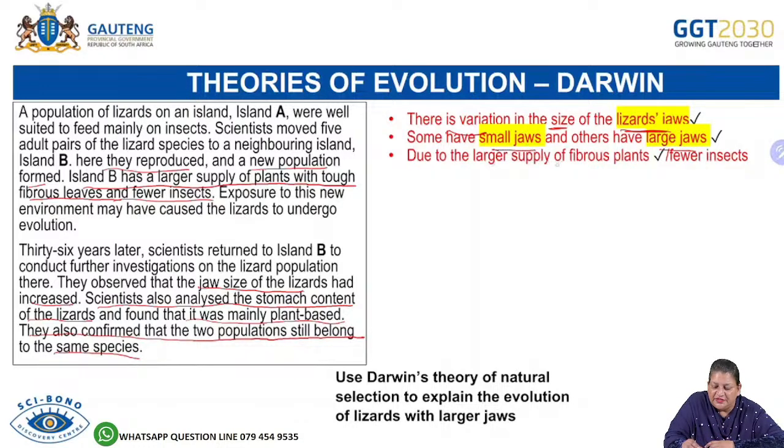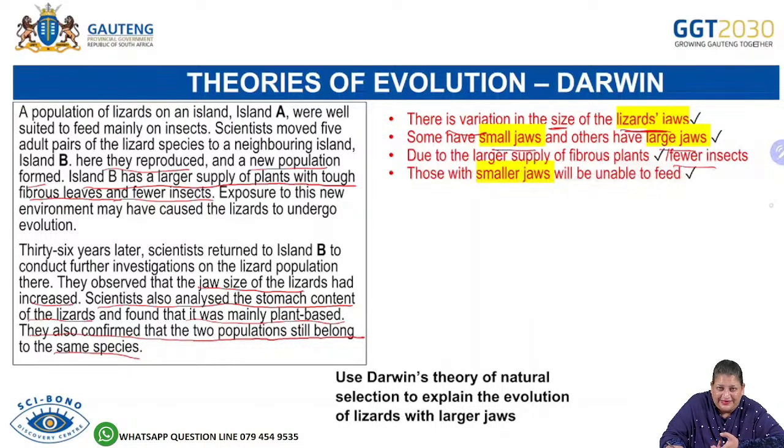Due to a larger supply of fibrous plants and fewer insects, right? Those with the smaller jaws were unable to feed on the large plants. And they died. So when they took those lizards with small jaws and placed them on island B where there are big tough plants, those little lizards with the small jaws couldn't feed on the large plants and they died.